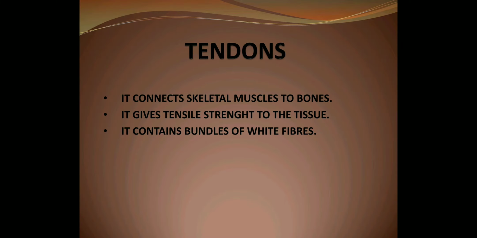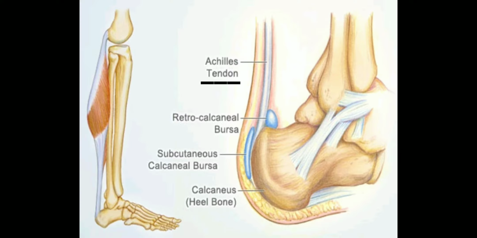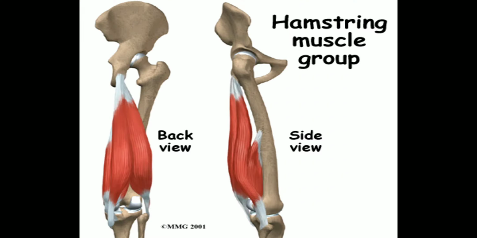You'll find tendons normally connect skeletal muscles to bones. That means the connection between muscles and bones is done with the help of tendons, and its main function is that it gives tensile strength to the tissue. And here you will find it contains bundles of white fibers, and examples for tendons are the Achilles tendon and the hamstring tendon.